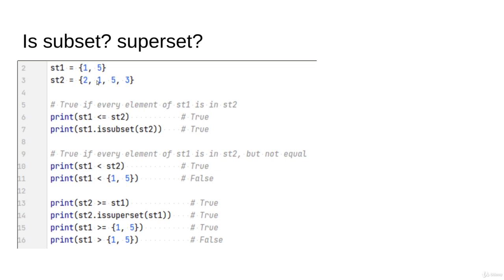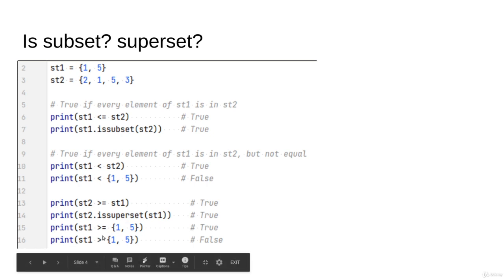Here, set1 is less than set2. This is true because set1 is a subset and they aren't equal. But {1, 5} only is false. The superset is the opposite of the definition. So set2 is a superset for set1. It means it contains all of it and more. So this is what we call a superset.